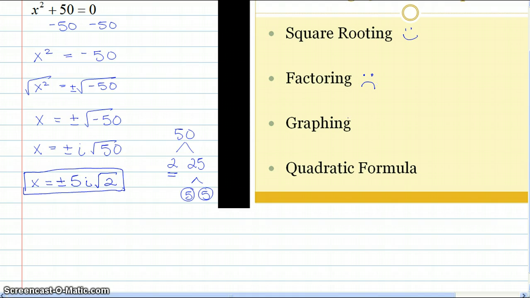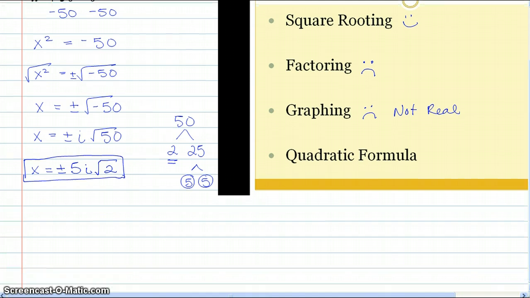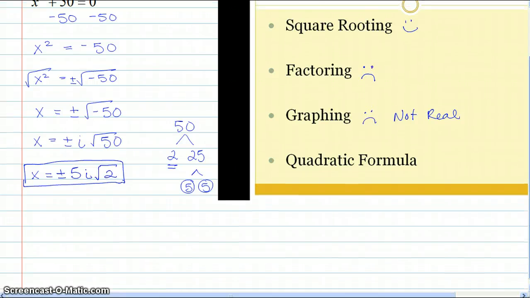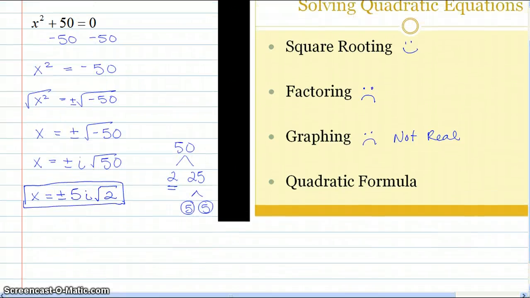The next method that's on our list over here is graphing. Again, if you look at your sheet, graphing only works when the solutions, when the x equals, are real numbers. And since we have an i in this term, we can't use graphing because the solutions are not real. So factoring doesn't work, it's not a trinomial. Graphing doesn't work, it's not real. Now, the quadratic formula should work for every single problem. So as we're going through this, let's try the quadratic formula next.